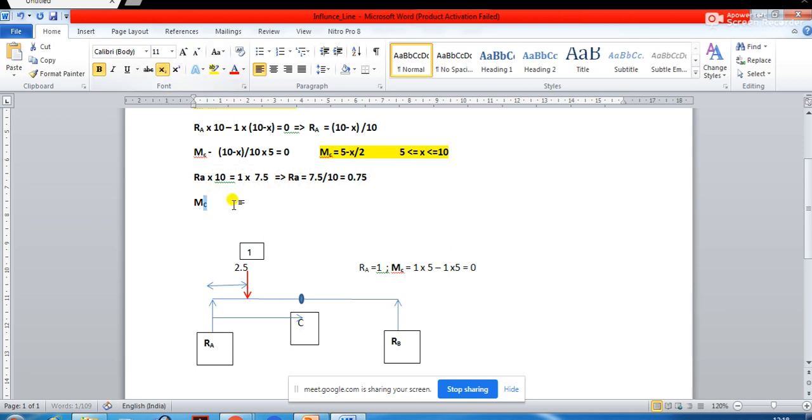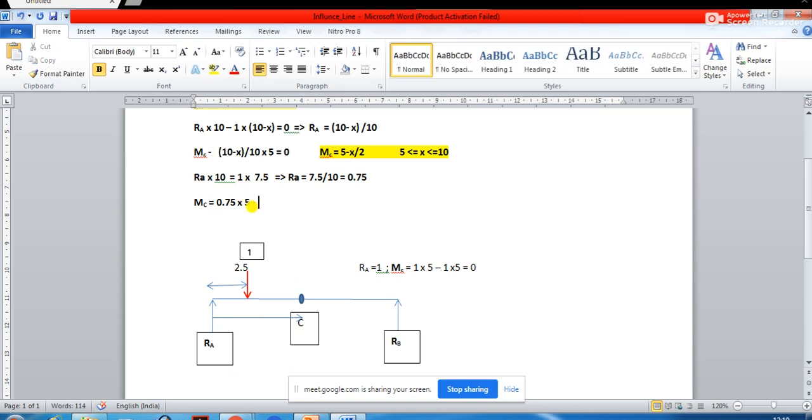What is the moment? So moment is going to be equal to how much? Tell me, clockwise, anti-clockwise. RA into, what is the value of RA? 0.75 multiplied by 5. You are taking moment about C, so it is 5. Why are you getting confused? From A to C the distance is 5, right?